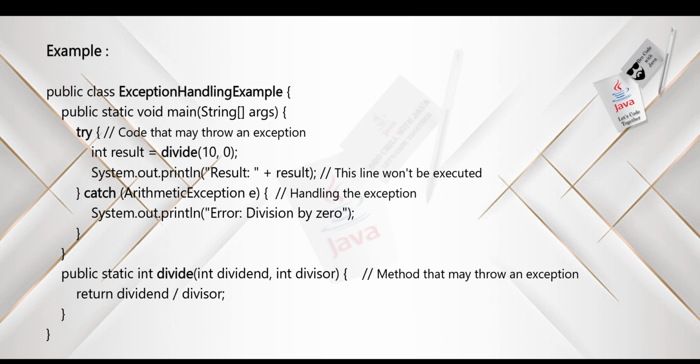If an arithmetic exception occurs during the execution of the code in the try block, it is caught by the corresponding catch block, and the program continues executing from the catch block. In the catch block, we print an error message indicating division by 0.